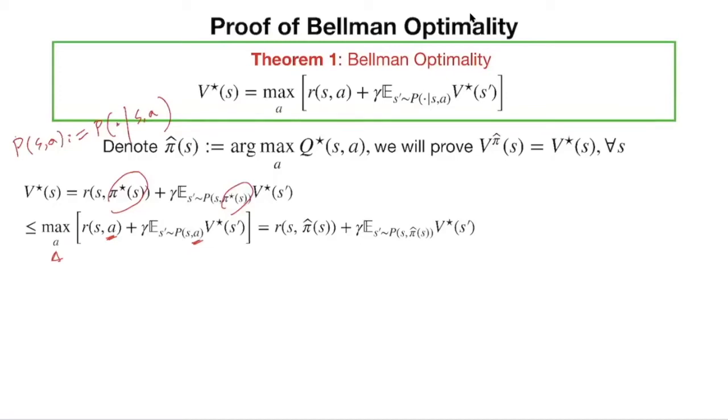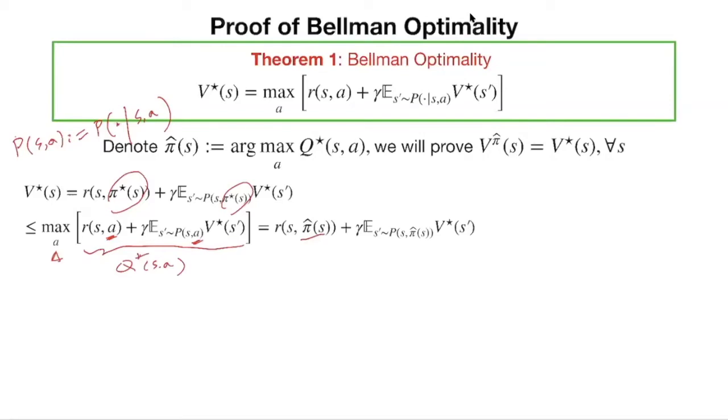All right, so I'm just replacing a particular action picked by pi star with a max operator. So this inequality always holds, because I'm just picking the action that achieves the maximum. But now by definition, pi hat s actually achieves the action that maximizes this quantity inside this expression, because this is q star sa, by definition of q star sa. So I'm just replacing this max over a by the action that achieves this max, which is pi hat s.